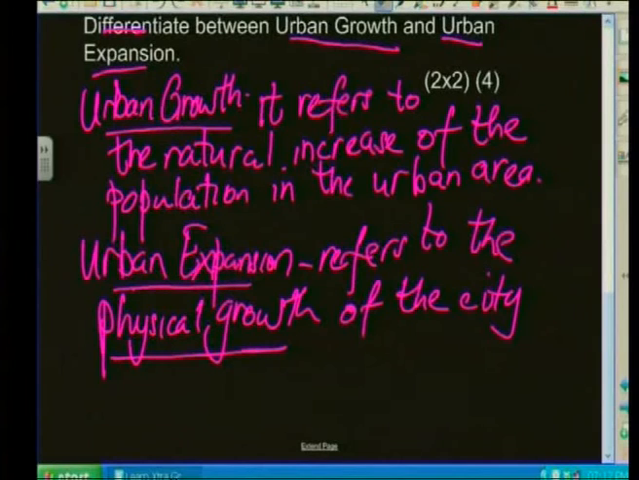The center of your city, especially in large cities like Johannesburg, are dominated by taller buildings. When we're referring to the taller buildings, we're referring to the physical growth of the city. Hence, physical growth becomes my keyword for urban expansion. For urban growth, it refers to the natural increase. That becomes my keyword. Moving on to the next question.